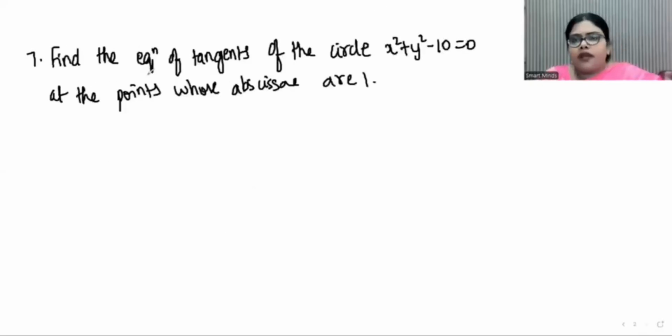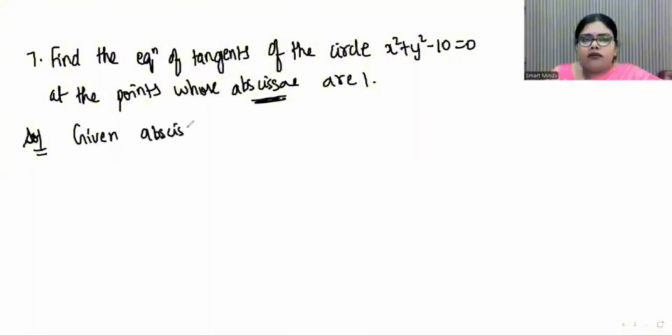Take the next question. Find the equation of tangents of the circle x square plus y square minus 10 is equal to 0 at the points whose abscissa is 1. Abscissa means x coordinate. So what is given to us? Abscissa is 1. That means x coordinate is equal to 1.